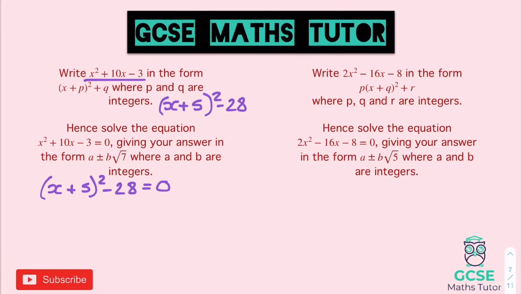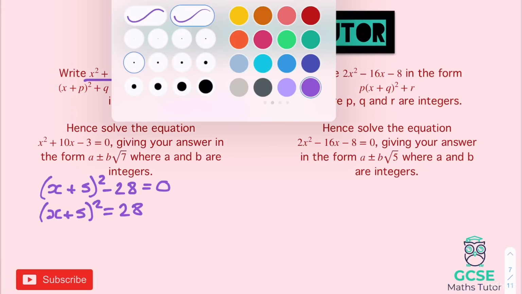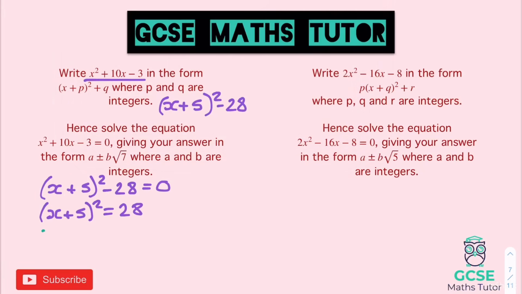We don't have to worry about dividing by anything because we've got no coefficient in front of the bracket there. So let's add the 28 over. So we get (x + 5)² = 28. Square rooting both sides then, let's have a look. We get x + 5 equals plus and minus the square root of 28. And then subtracting that 5 over, we get x equals minus 5 plus and minus the square root of 28.